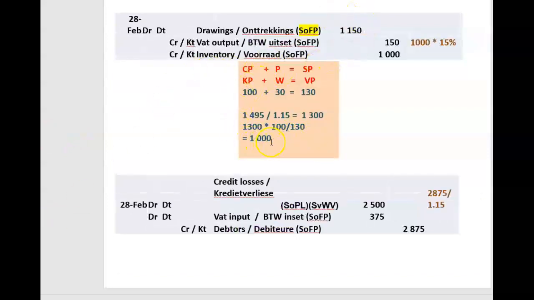Here's a long story how to get to the 1,000 Rand. And now we say, well, inventory, statement of financial position, credit, 1,000 Rand. We're going to have to pay back the 15% that we originally claimed on the 1,000 Rand. The VAT on the cost price of the items purchased at that stage is 150 Rand. So our drawings is a total amount of 1,150 Rand. Statement of financial position. Drawings is not an expense. It is statement of financial position.